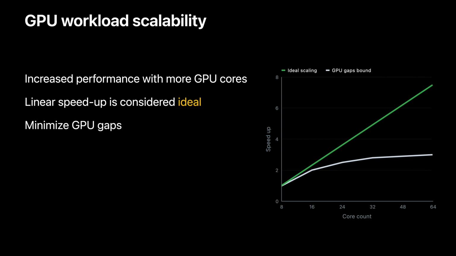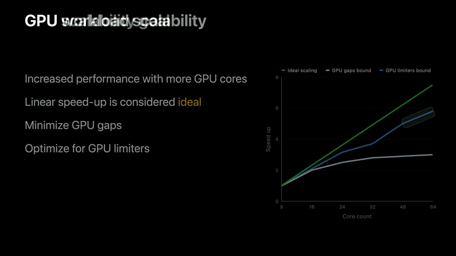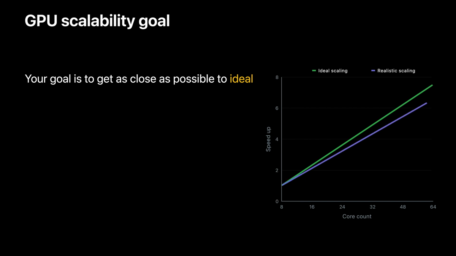However, while working on your app, you might notice a type of scaling which hits a plateau and scales with diminishing returns, or doesn't scale at all due to gaps in the GPU timeline. Or you might see another type of scaling where the performance improves, but not uniformly across the stack, where the workload is hitting some GPU limiters. Like here, between 24 to 32 or 48 to 64 cores. Your goal is to get as close as possible to linear scaling, and I will show you tools and techniques to identify bottlenecks and achieve the result you want.